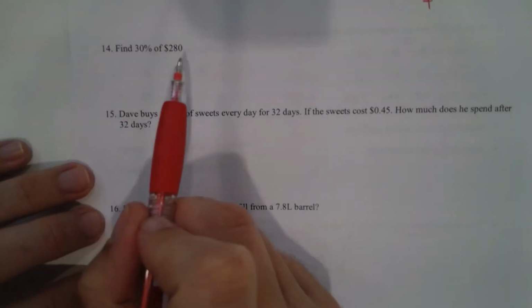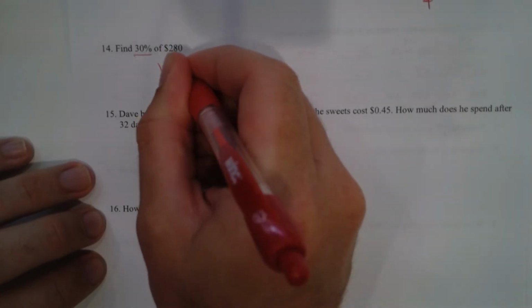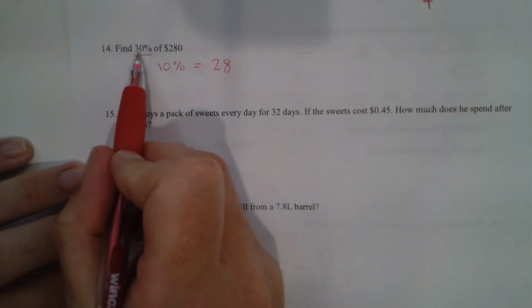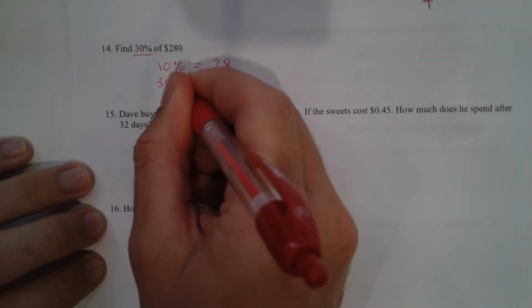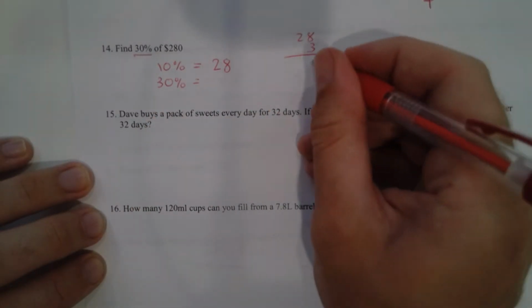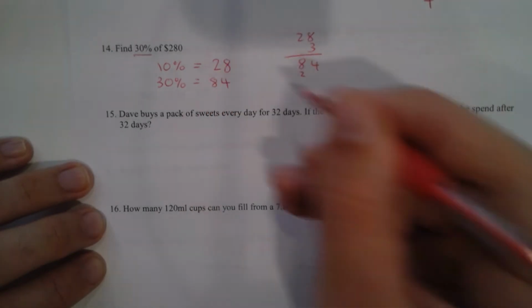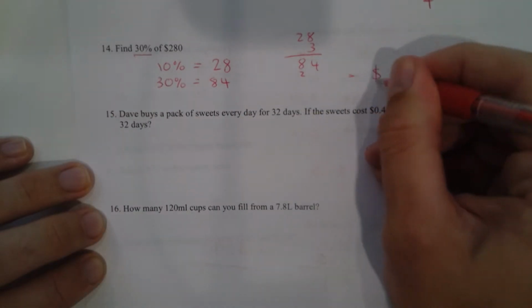Right, number 14. Find 30% of $280. Whenever you're doing a question like this, find 10% first by dividing this by 10 to get 28. Now we know that 10% is 28. We know that 30% is 3 times bigger, so we need to do 28 times 3. 8 times 3 is 24. 2 times 3 is 6, so it must be 84. And because we're working in dollars, our answer must be $84.